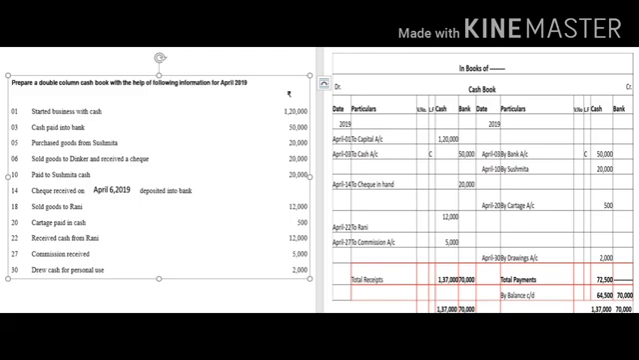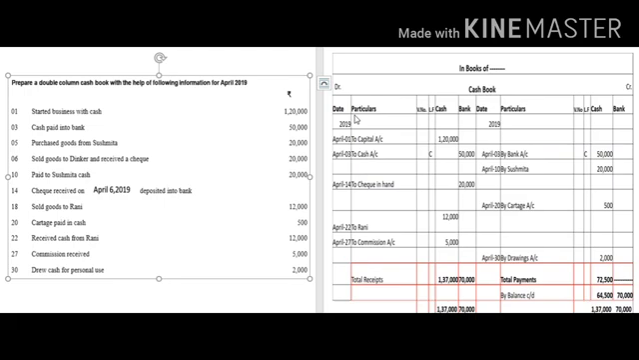Now let us discuss a practical example to better understand the preparation of the cash book. Let's take the example of a new business. Started business with cash rupees 1,20,000. So after preparing your format, here you will write down the name of the proprietor or the name of the company. Then you will write down the title, which book you are preparing, cash book. On the left hand side you will write down debit, and on the right hand side you will write down credit. And then you will write down the names of these columns.